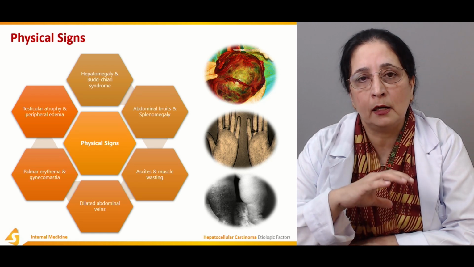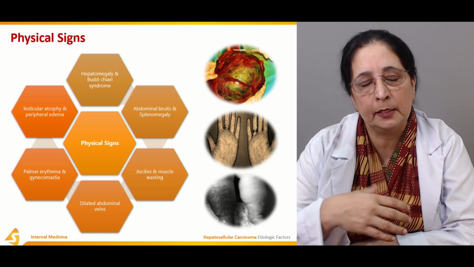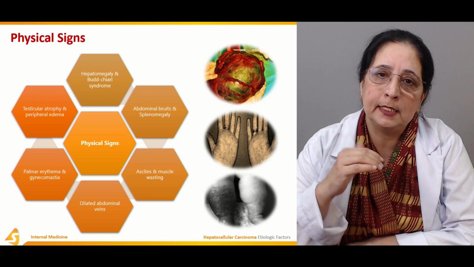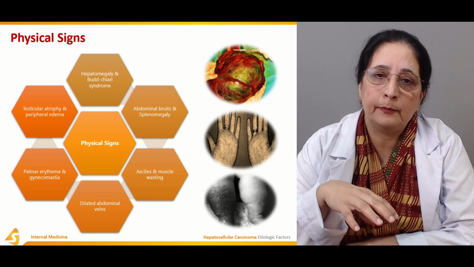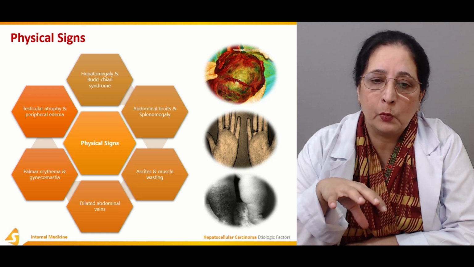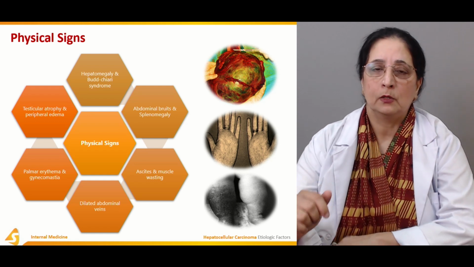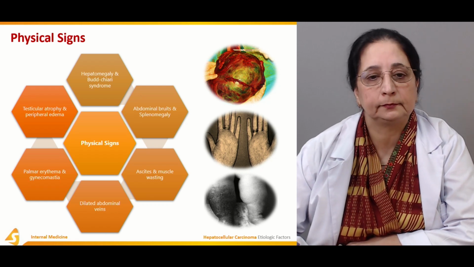The liver is very large, there is peripheral edema, swelling, palmar erythema. A very diagnostic finding of liver disease is ascites, if it's present: fluid in the abdomen. And then there are dilated abdominal veins, splenomegaly, abdominal bruits. All these are associated with liver disease.